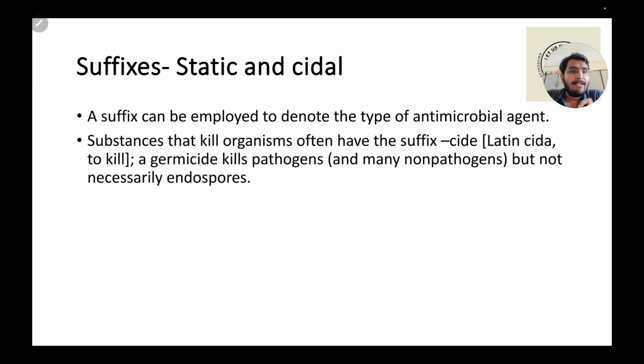Whenever you use the suffix cidal or cide, this suffix indicates that the agent will be able to kill the microorganism. So cidal is synonymous with killing. If I use a term like germicide, it basically means that it kills germs or pathogens. Disease-causing infectious agents are being killed here. But it may also kill some non-pathogenic organisms, though maybe not the spores, just the cellular forms of these organisms. So cidal indicates that the organisms are being killed.